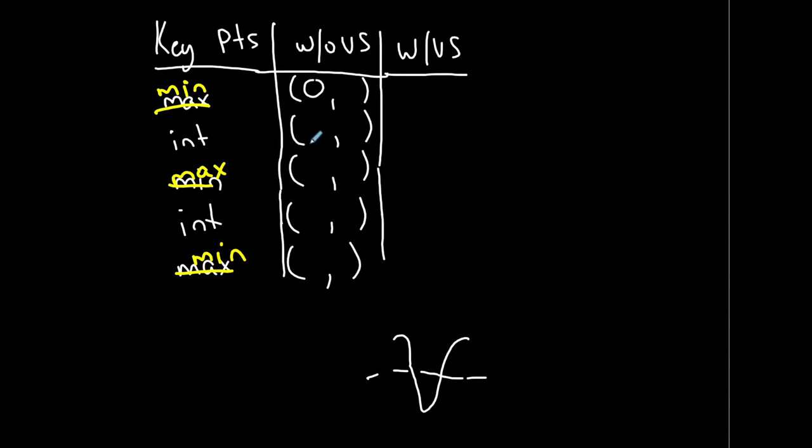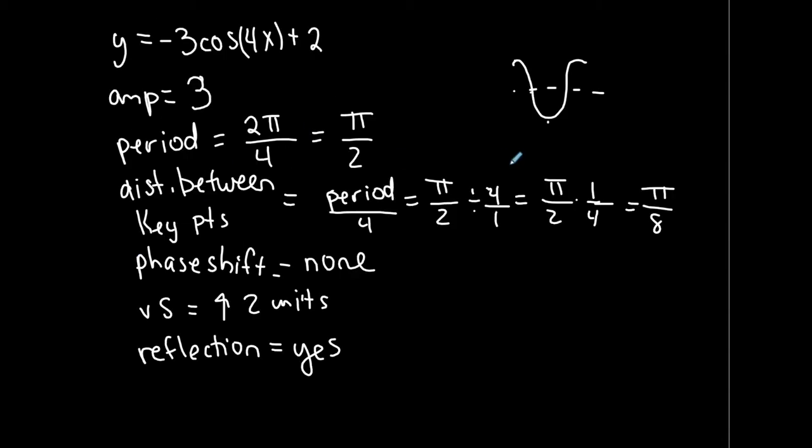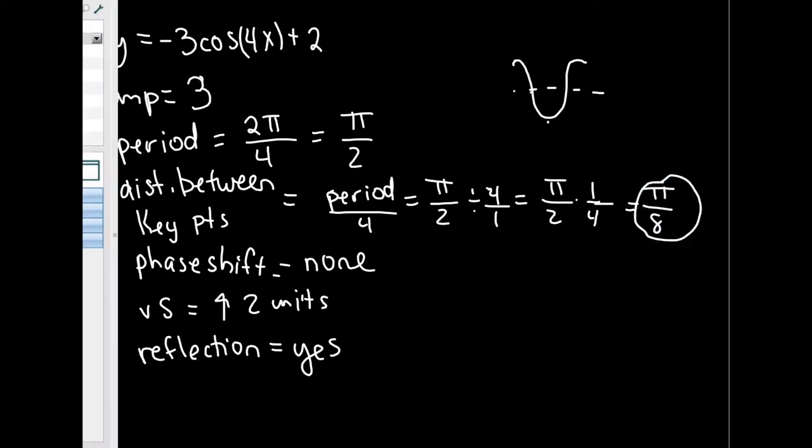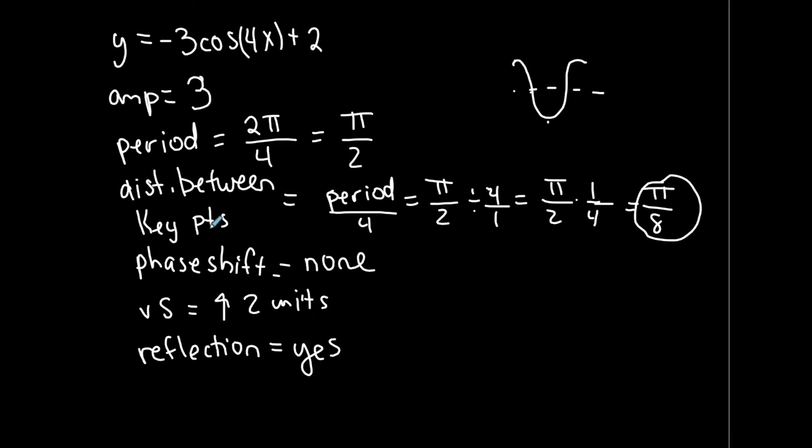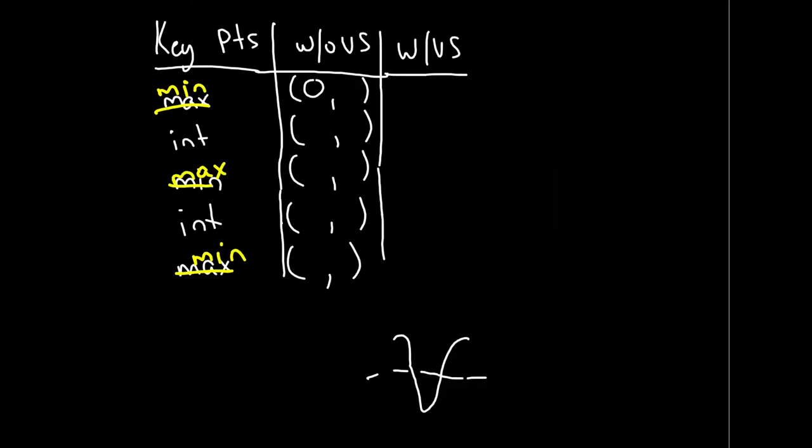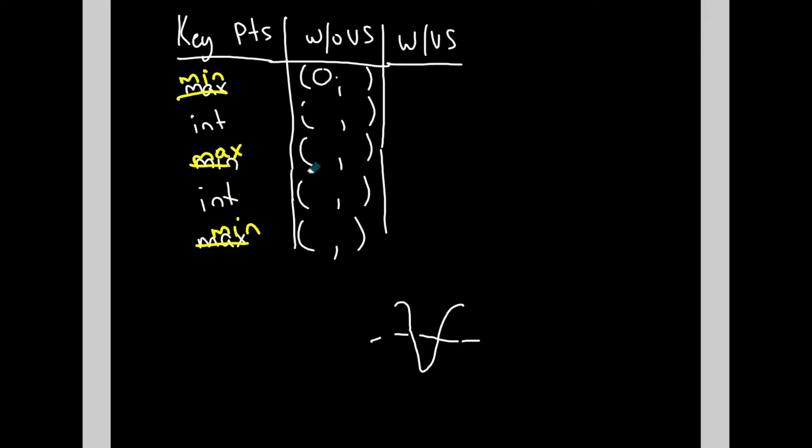To get to the next x-coordinate, I'm going to look at the distance between key points, that pi over 8. So between each of my x-coordinates is pi over 8. So to get to the next x-coordinate, I'm going to take 0 and add to that pi over 8, which is going to give me pi over 8. I'm going to take this pi over 8 and add to that another pi over 8. Let me write this in.